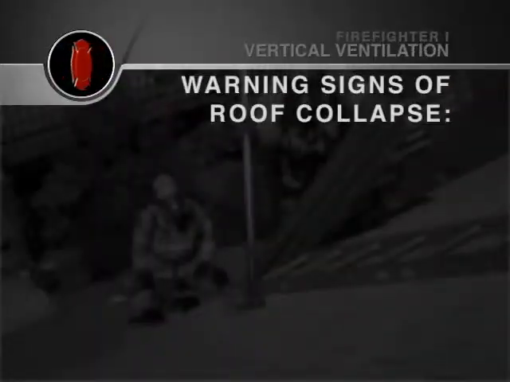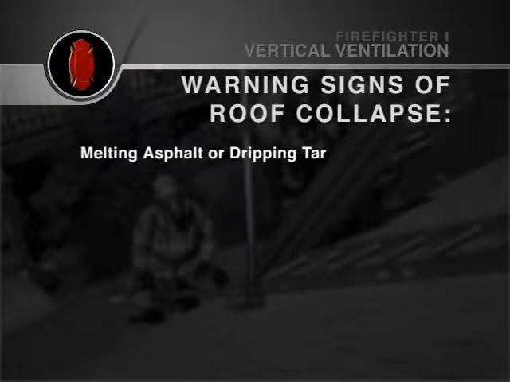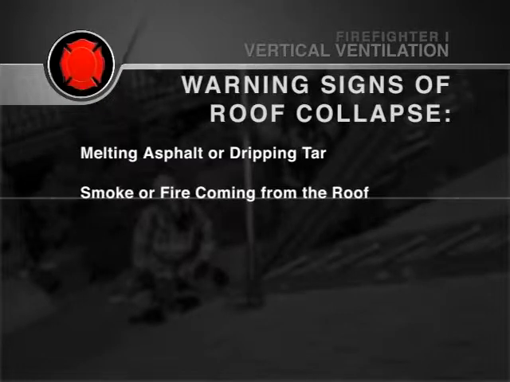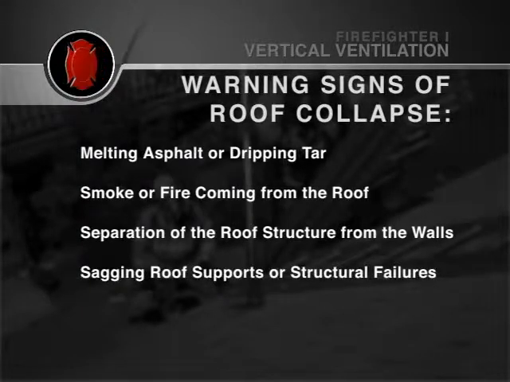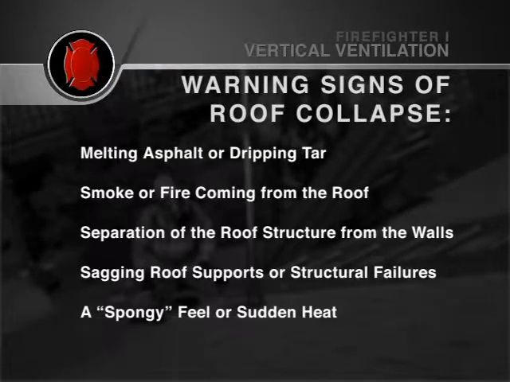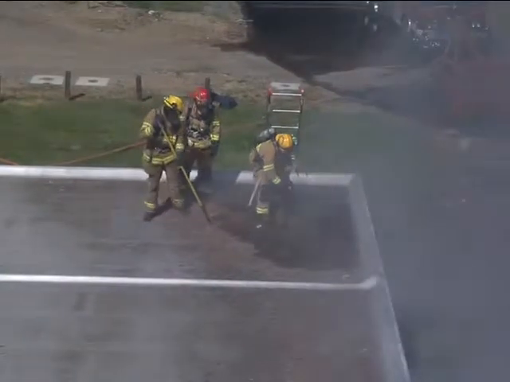When you get to the roof level, look for these warning signs of a weakening roof: melting asphalt or dripping tar, smoke or fire coming from the roof, separation of the roof structure from the walls, sagging roof supports or structural failure of any portion of the building, a soft, spongy feel or sudden heat coming from below. If you observe any of these warning signs, retreat immediately from the roof. If you don't see signs of roof weakening, proceed cautiously.